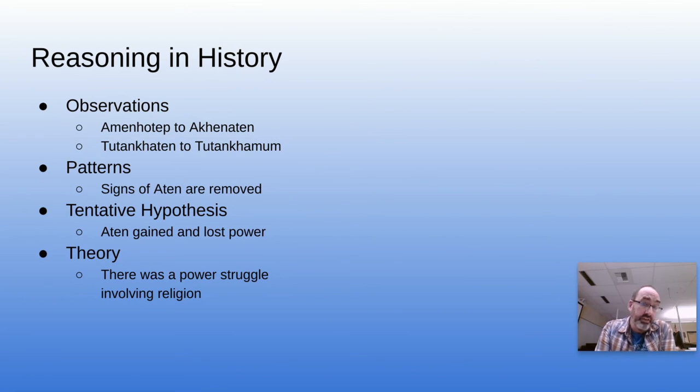And so then we can start to say, okay, why is this happening? And we'll develop a hypothesis, and we'll say that Aten gained power and then lost power, and that's why we have these name changes. We have these things being erased, and so our theory is there was a power struggle that involved religion. Pretty easy, okay, and that we would extend that to Akhenaten and Tutankhamun and how they may have interacted with the priests. Okay, that is a historical reasoning model.